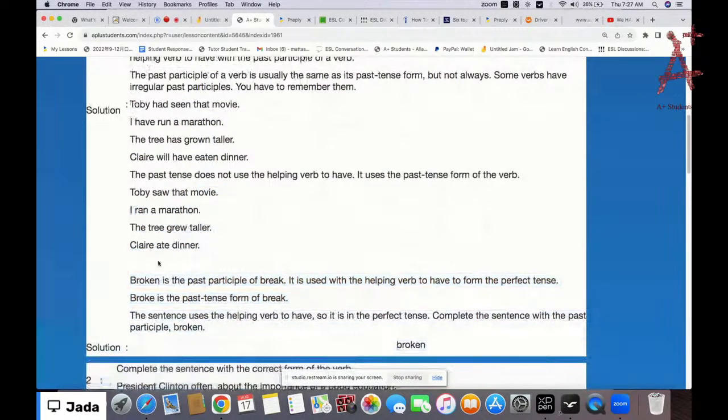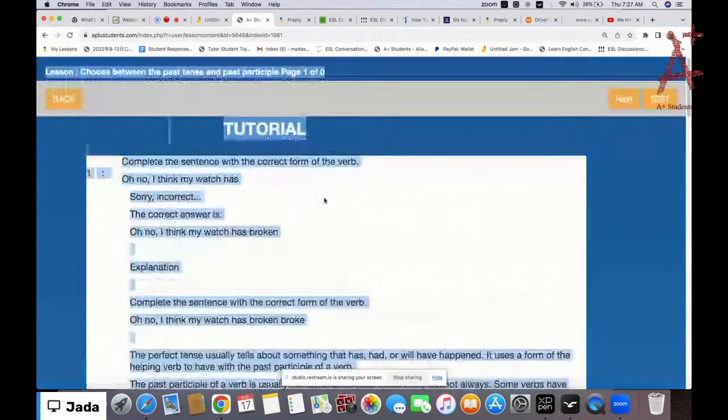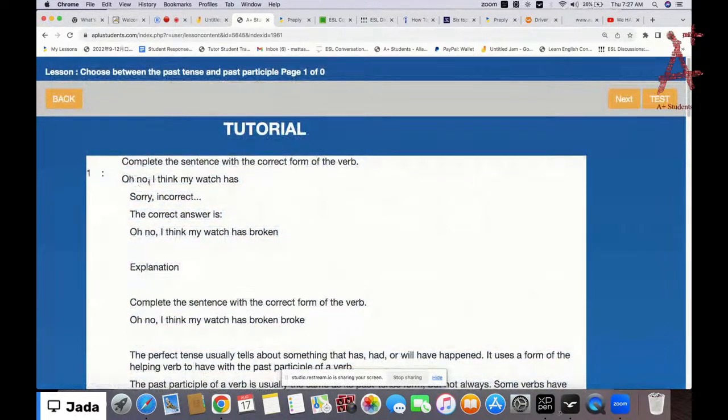Okay, so what's the question here? Oh no, I think my watch has. Are you going to say, oh no, I think my watch has break, or oh no, I think my watch has broken? So which is going to be the correct answer? It has to be, oh no, I think my watch has broken. Okay.